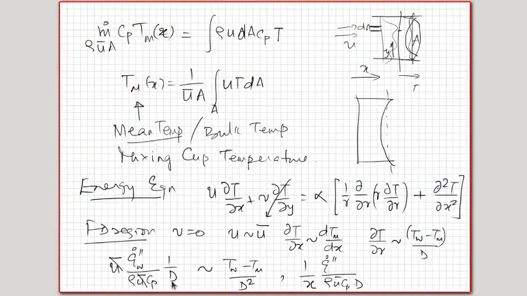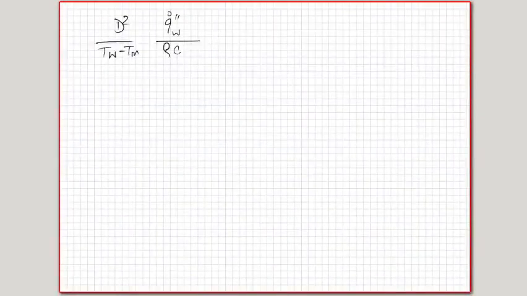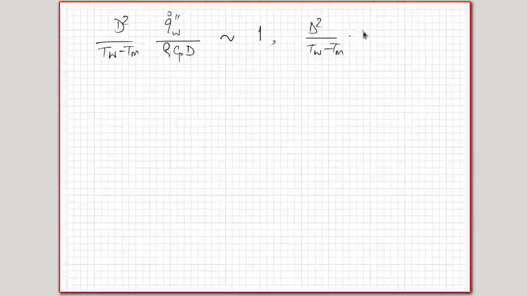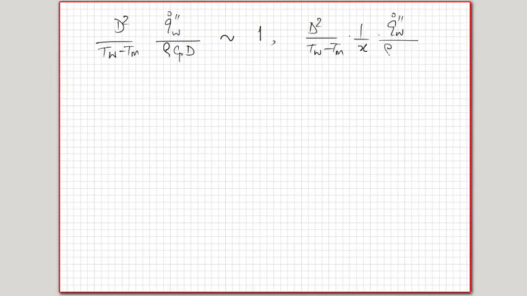So there is a rho Cpd, and you write rho Cpd. So the left hand side is equal to, this term becomes 1. This term becomes d squared by T wall minus Tm multiplied by 1 by x times q dot wall double prime divided by rho u bar Cp d. Right? So this is the expression that we have obtained.